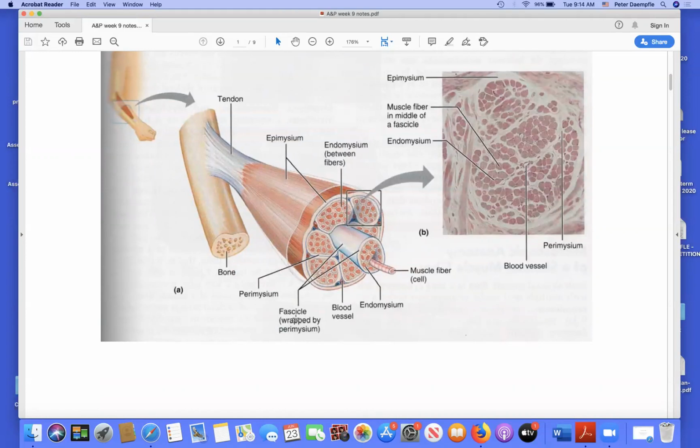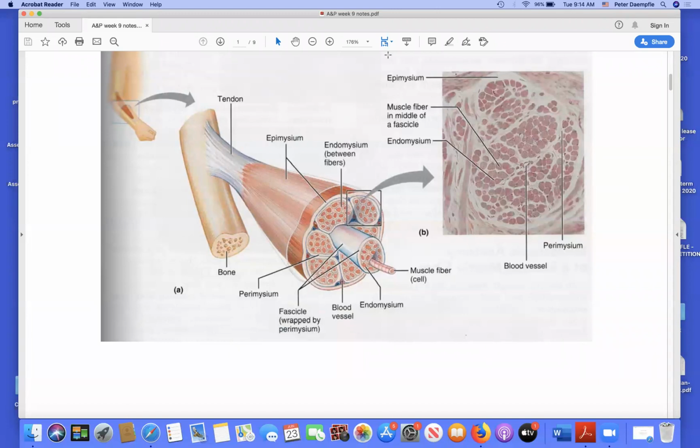Again, a fascicle is a bundle of muscle fibers. You pull that bundle out, and then let's pull out an individual muscle fiber. Can you see that? I think so. Individual muscle fibers have a certain makeup. The word muscle fiber is equal to muscle cell, okay?